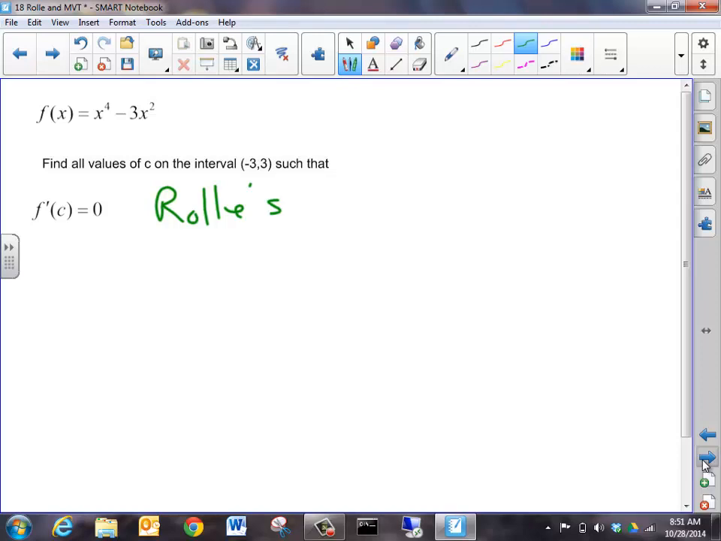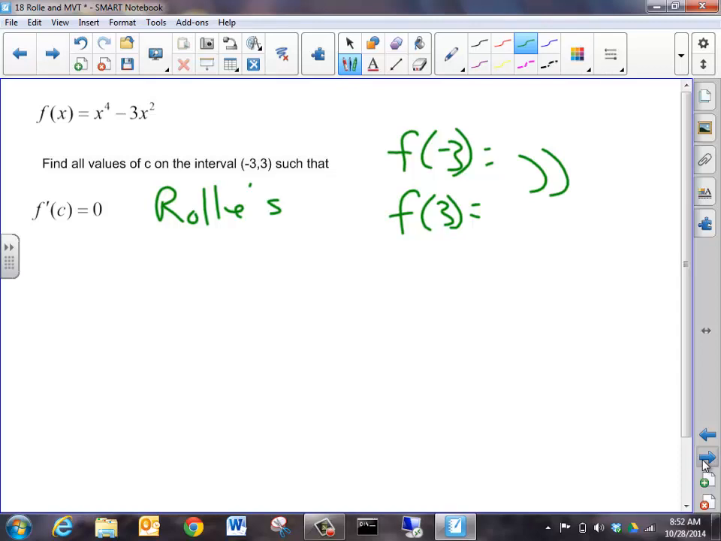What's the first thing we have to be sure of in Rolle's? Well, we have to be continuous, differentiable, and what? F of negative 3 and F of 3. But can you look at those and tell me that f of negative 3 and f of 3 have to be equal to the same thing? Yes. Negative 3 to the 4th is going to be a positive number, and negative 3 to the 2nd is going to be a positive number, just like 3 is going to be the same positive number. So since these are equal, find all values of c such that f prime of c equals 0.